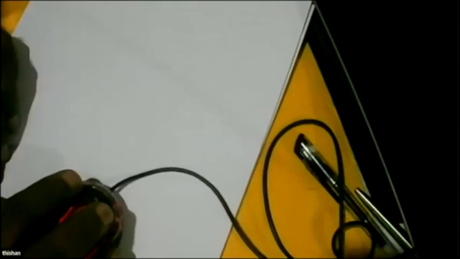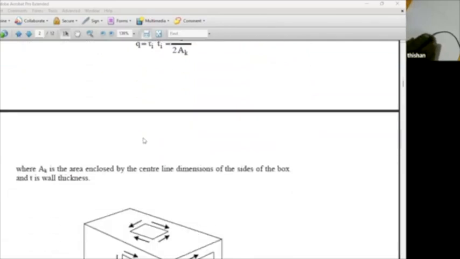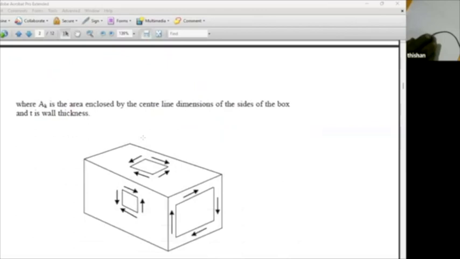So this is number 2. Then we have to see how we look at torsion. So I'll share the screen again. So this equation I showed you, and I told you that for hollow sections, this is a very useful equation. And now you can see how we make hollow sections in a rectangular or square beam.